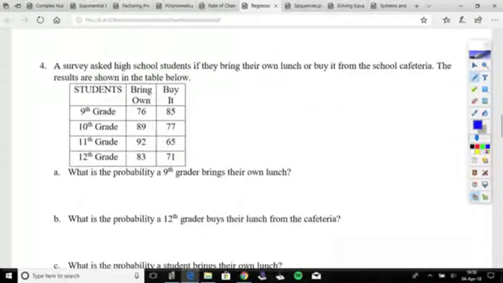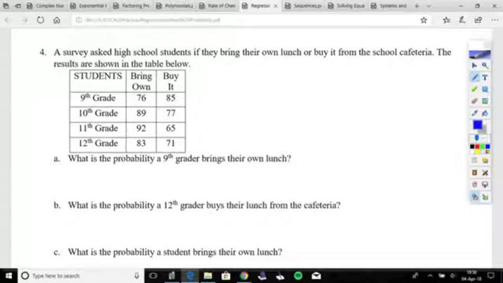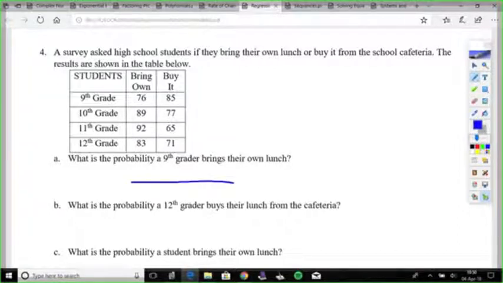Okay. So for your questions, or I guess your one question, is this survey here. Ask high school students if they bring their own lunch, if they buy it. So what is the probability a 9th grader brings their own lunch? So this would be, okay, if you're going to work this out, you need the number of 9th graders that bring their lunch, which is 76 of them, over the total number of 9th graders, which would be 76 plus 85, whatever that total comes out to. 76 plus 85 is 161. So you would do 76 divided by 161, and you get 0.47, okay, or 47%.